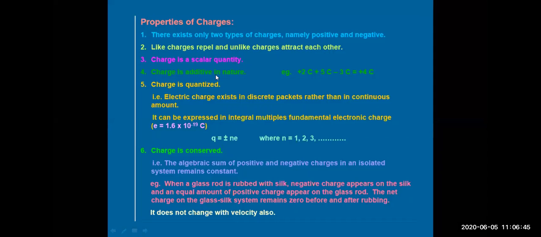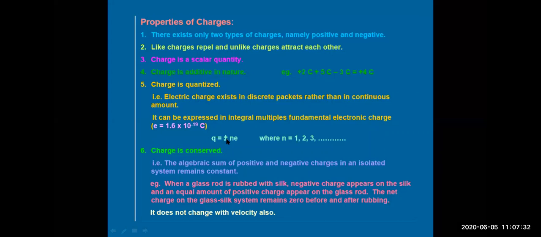Fourth one, charge is additive. We can add, see, plus 2, plus 5, and minus 3. Coulomb is the unit. I can add 2 plus 5 is 7. 7 minus 3 is 4. We can add the charges. That's the fourth point. Fifth point, charge is quantized. That is, electric charge will exist in discrete packets, separate packets, rather than in a continuous amount. These small packets can be expressed in integral multiples of the fundamental electronic charge, that is, e = 1.6 × 10^-19 Coulomb.